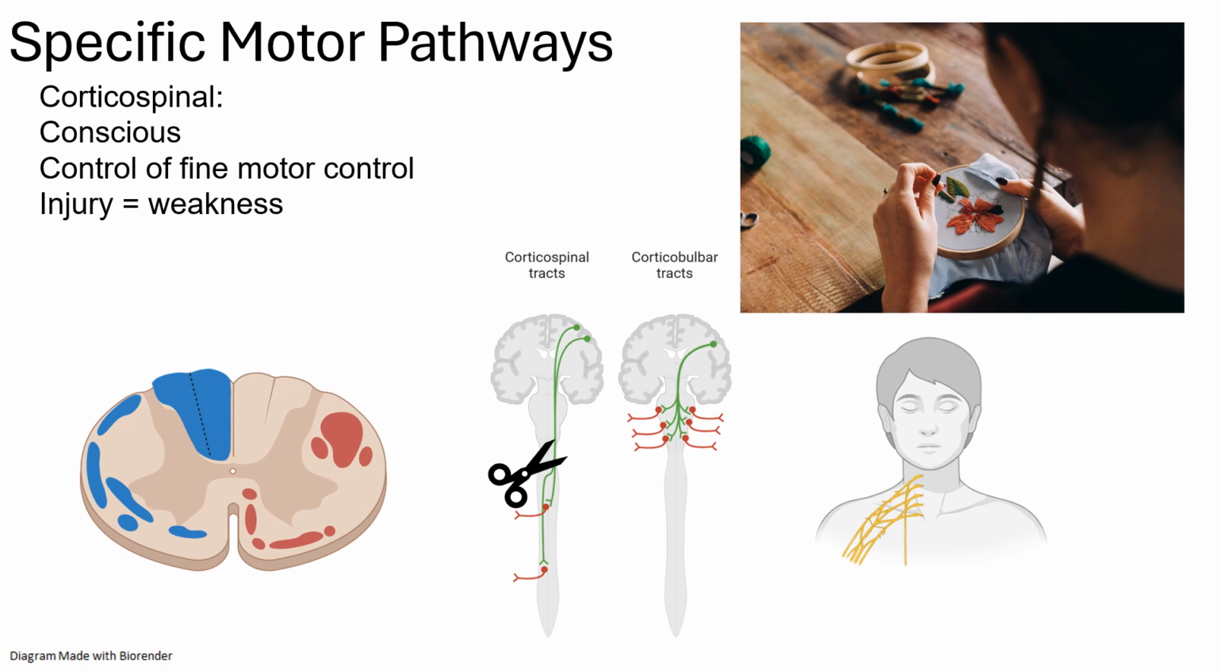Now, if one of your corticospinal tracts has been damaged above the synapse of the lower and upper motor neuron, you would see damage kind of like I have here with the scissors. And that damage would allow you to have coarse movements of the hands, but the injury would be weakness in terms of being able to produce fine movements of the hands.